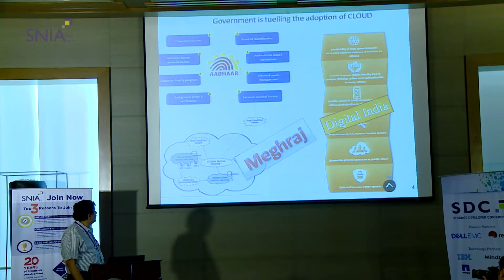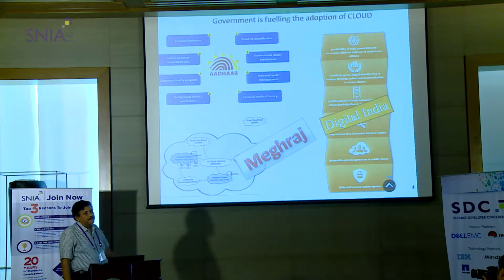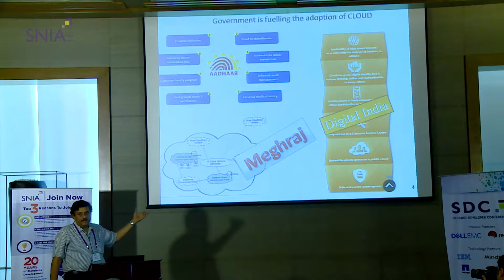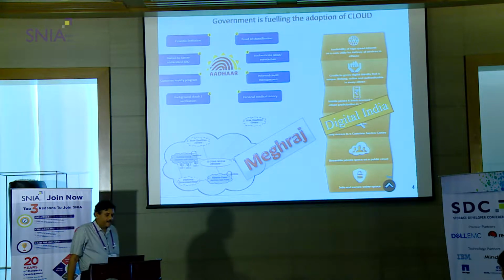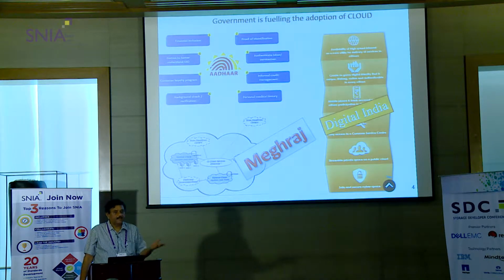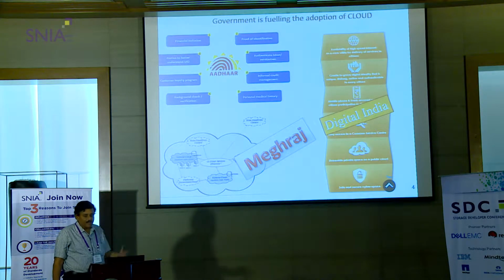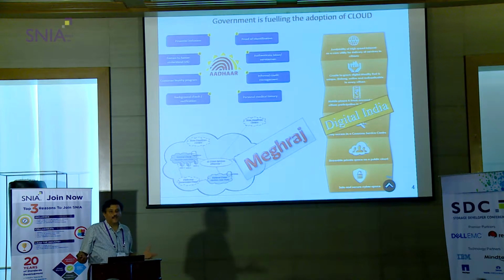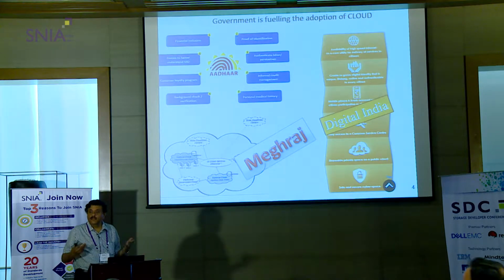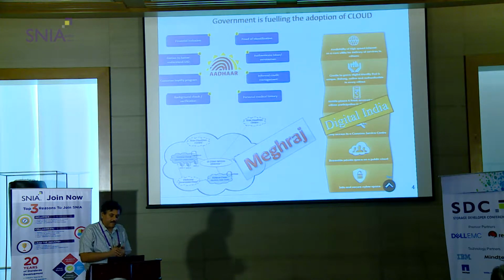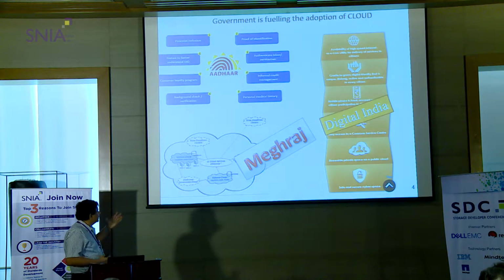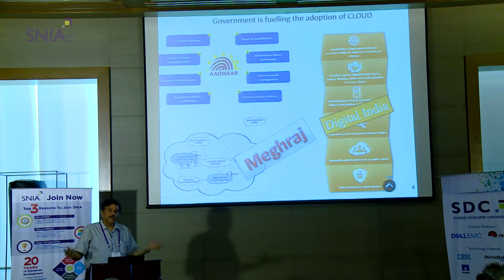Some of the major initiatives are shown. Aadhaar is one major initiative, which has already saved the government a lot of money. Of course, I think Professor Gopinath here is going to talk about some of his concerns on that. But definitely, it has saved a lot of money and helped a lot in linking government records together and helping the government enforce things. There is also Meghraj, which is a sort of government cloud of clouds.